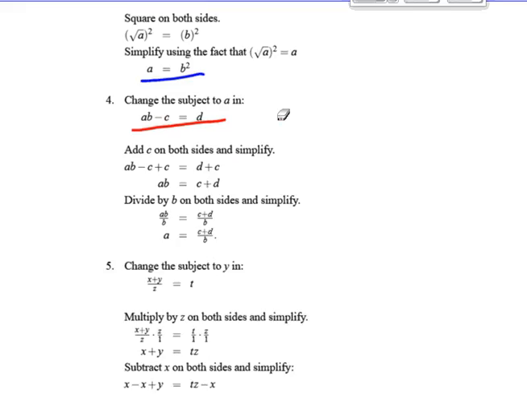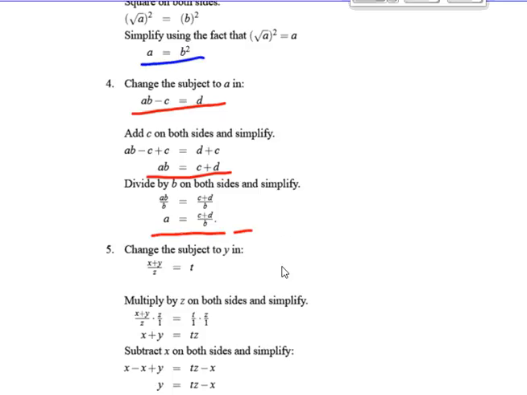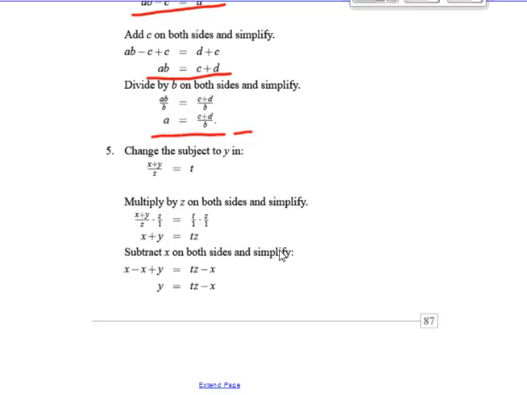Okay. In the next one, there's the question. So the first thing you want to do is you want a by itself. So the first thing you want to do is get rid of the c, and then you want to get rid of the b. Okay, as I said, I'm skipping out the steps where I really do think they overcomplicate things. Number 5, I'm going to do with you. X plus y over z, it should be an x, equals t. And that's not a t, that's a 4.